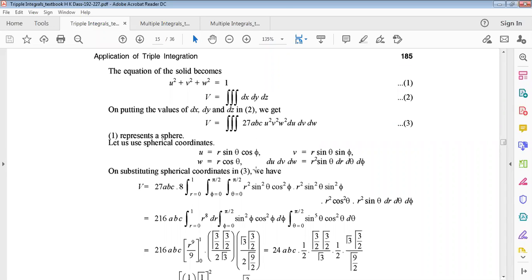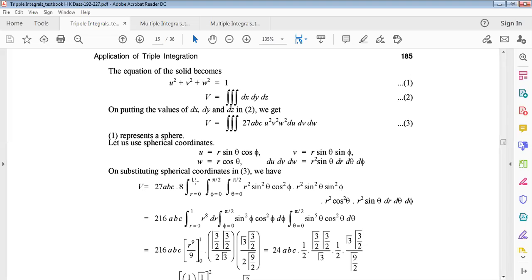Now putting these three, du dv dw equals r square sin theta dr d theta d phi. Du dv dw will be substituted by r square sin theta dr d theta d phi. We have to remember this. This is the formula for substituting into spherical coordinates. On substituting spherical coordinates in 3, we just substitute these values.